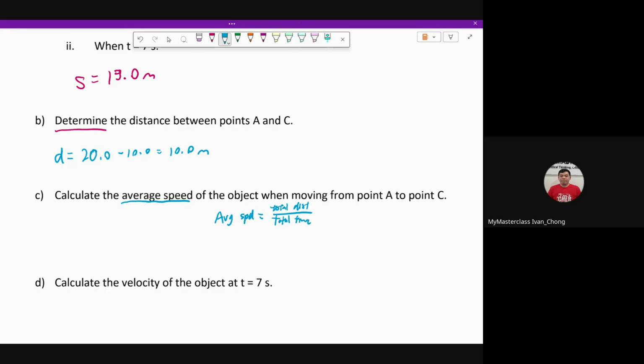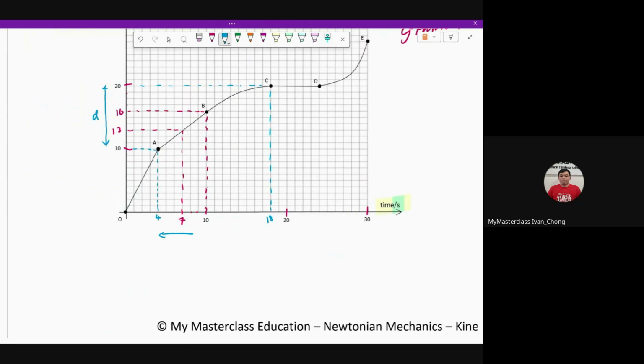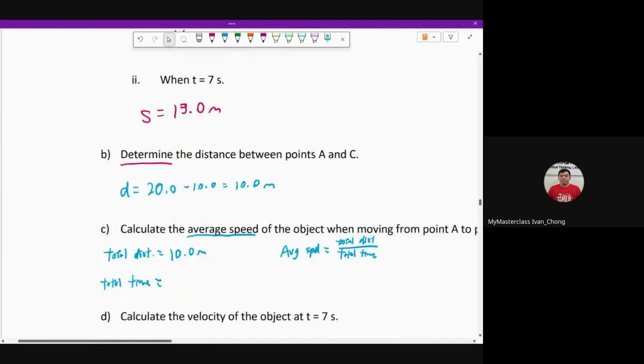So same thing, your distance will be the 10 meters that we found just now, and your total time is what we need to solve. So what is your total time? Let's take a look. You can see that your time here is 18 minus 4, which gives us 14.0 seconds. So in this case, all we need to do is throw in the numbers, divide by 14.0, and we can calculate it. So press the calculator, then divide by 14.